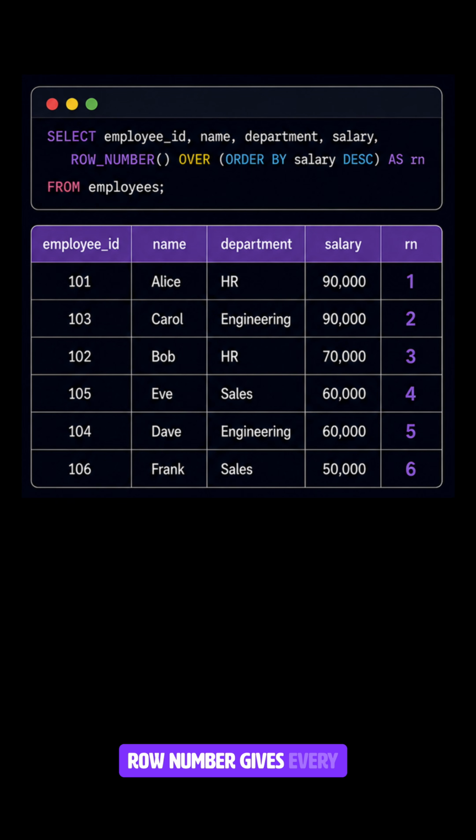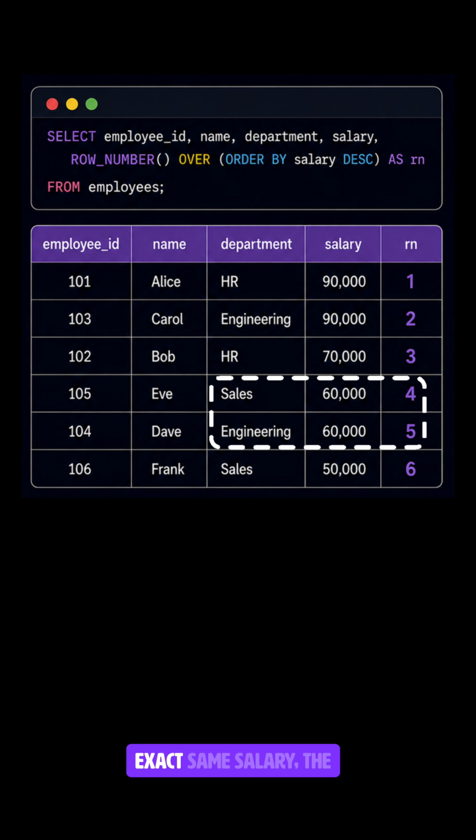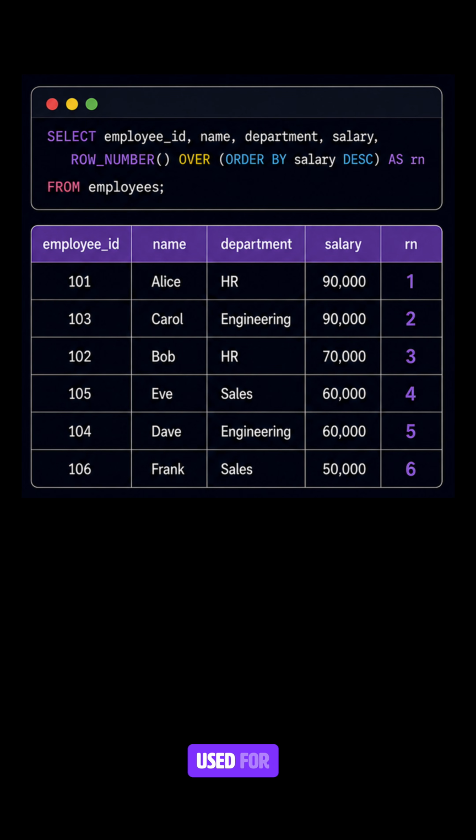ROW_NUMBER gives every row a unique number. Always unique. Even if two employees have the exact same salary, the row numbers will still be different. This function is heavily used for pagination, top-N problems, or deduplication.